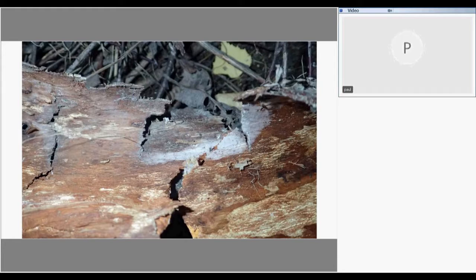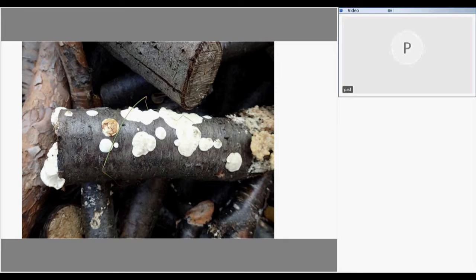Here you see some mycelium inside the bark of a tree, this white thing here. This is the mycelium starting to break down the material. And then here you see one species, another species, a third species, and a fourth species of mushrooms that are decomposing. These are saprophytes.